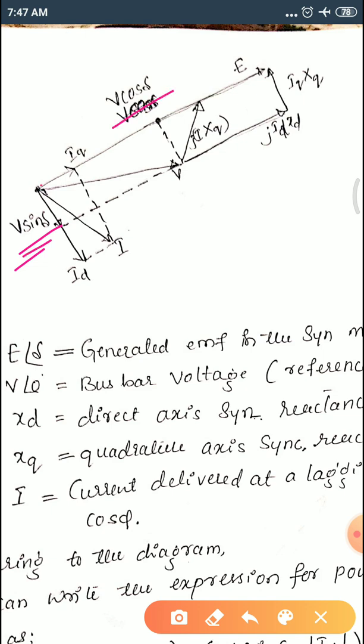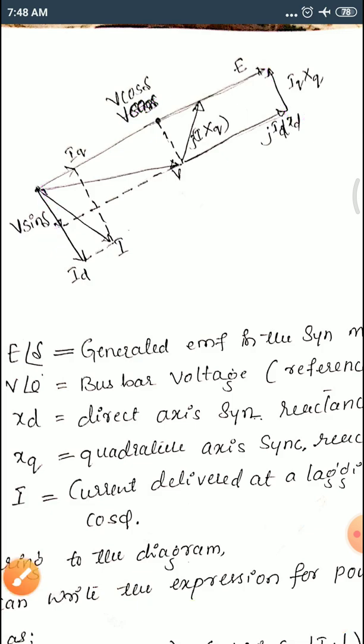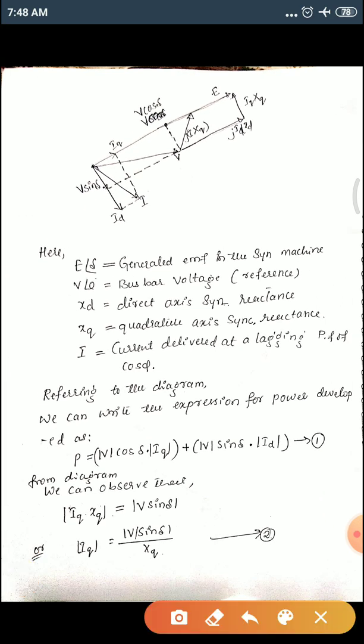Remember, in this phasor diagram, this V sine delta is nothing but your IQXQ, both are equal. Okay, right? And then from this phasor diagram, as we are familiar with this, we can take E at an angle delta as the generator EMF of the synchronous machine. V at an angle 0 is the bus bar voltage, as we have taken as a reference. Xd is the direct axis reactance. Xq is the quadrature axis reactance of the synchronous machine, and I is the current delivered at a lagging power factor of cos phi, right?